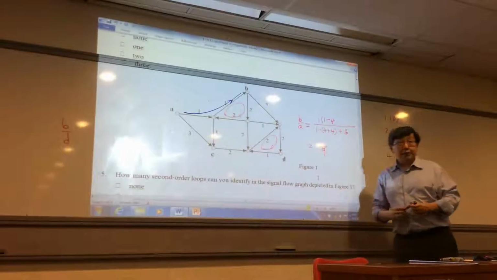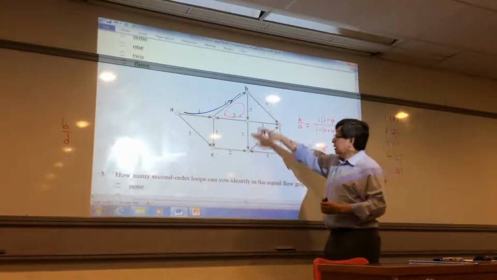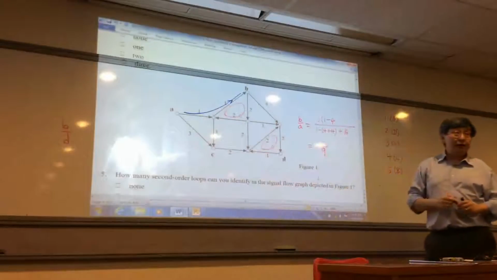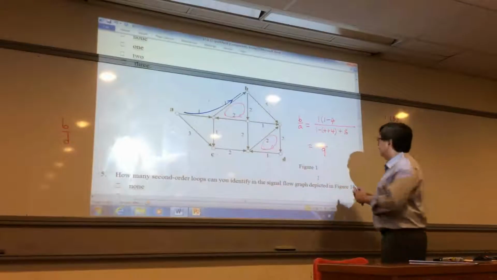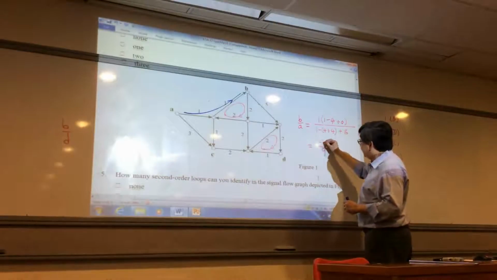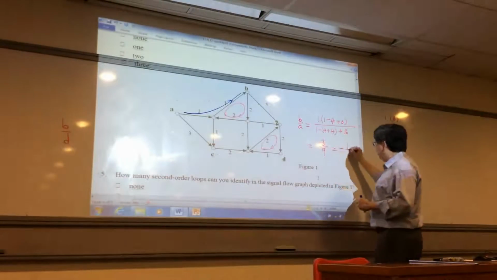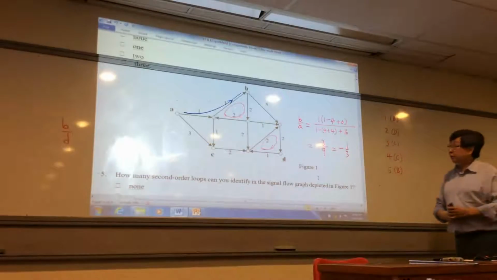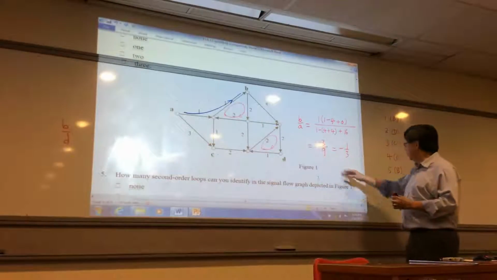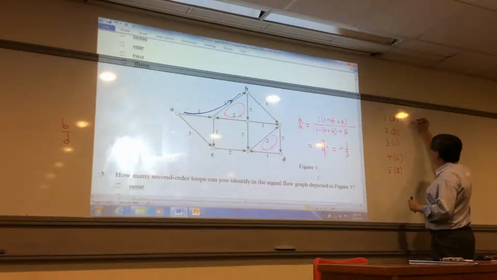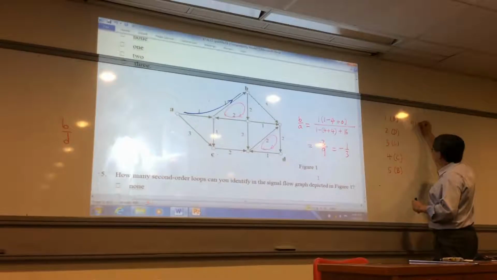How about second order loops? Well, this one touches, so there are no second order loops that do not touch the blue path. So it's 0. So the numerator is minus 3, and therefore you have minus 1/3. So B over A is minus 1/3. And for question 6, the answer is A.